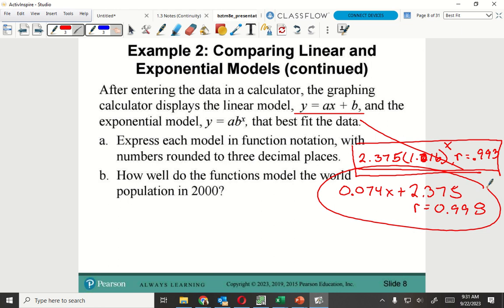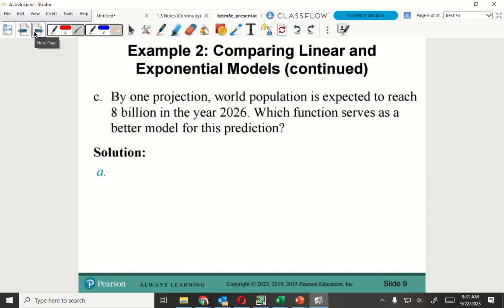Now, using 3 decimal places all the time is important. We're going to get some problems later on where you might actually need a 4th decimal place, because the values are really close to each other. Okay, so anyway, that's how those fit.